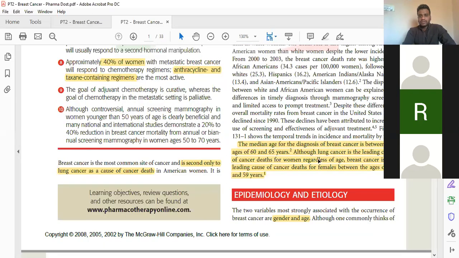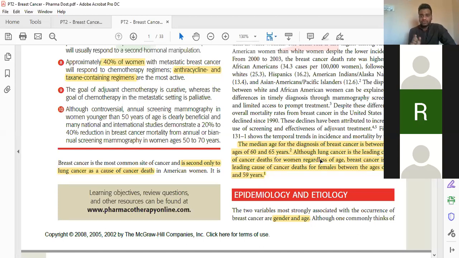Okay, so we look at the age of diagnosis of breast cancer. The median age is between 60 and 65 years. And this is one of the interesting facts I was talking about in the beginning of this introduction, that lung cancer is one of the leading causes of death for women. If you see of any age, I told you breast cancer is second, after lung cancer. Of course, in the data that I gave you, lung cancer is number one, and breast cancer is number two.